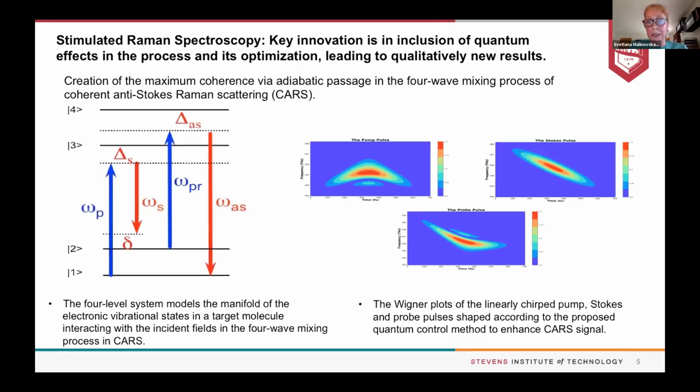And on the right side, these are Wigner plots of the structure of the incident pump, Stokes and probe pulses that provide this solution, maximizing coherence, resulting in the optimal signal from the sample. I'll speak about it probably more if I have time in connection with the remote detection.